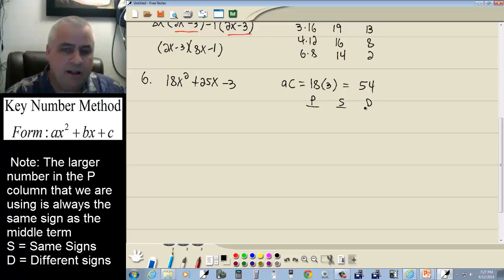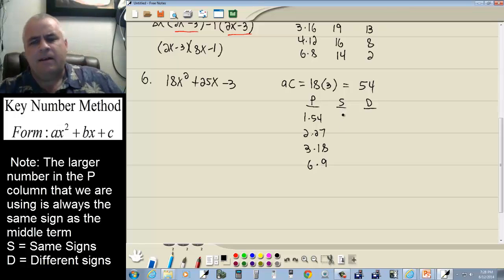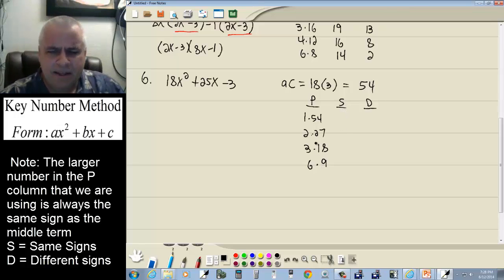Come up with our 3 columns. Write down all products that give us 54. We got 1 times 54, 2 times 27, 3 times 18. Let's see, 4 doesn't go into it, 5 doesn't, 6 times 9. Okay, I think that's all of them.